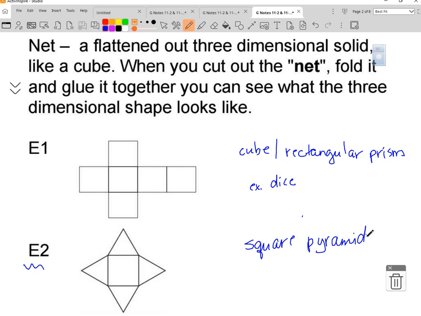No, it doesn't. You could have a pentagonal pyramid, so the base is a pentagon, and then you have 5 triangles, right? So you have the same number of triangle faces or sides as you have sides in the base. You could have an octagonal pyramid that would have 8 triangular sides, and the base would be an octagon. Make sense?